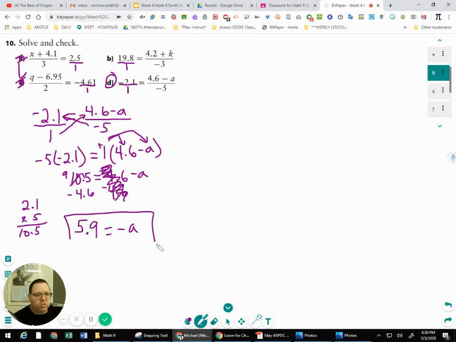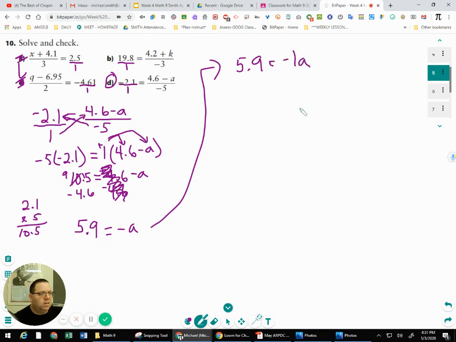Now, before you actually box this answer, you have an issue. This time I'm going to do it the technically correct way. You basically have 5.9 is equal to negative 1A. We don't like the negative 1A, so we're going to divide both sides by negative 1. What happens is you get negative 5.9. The signs essentially just flip. That's all they do. There's your answer. That's not a very nice looking A.